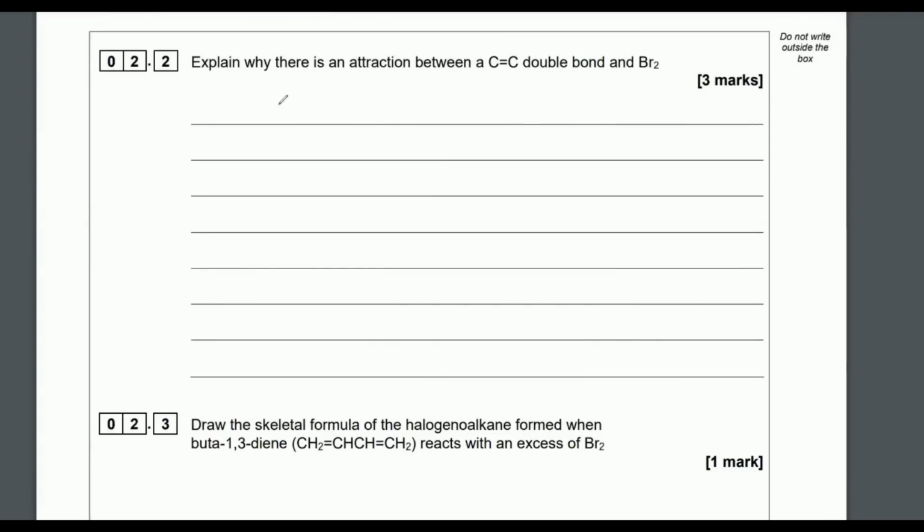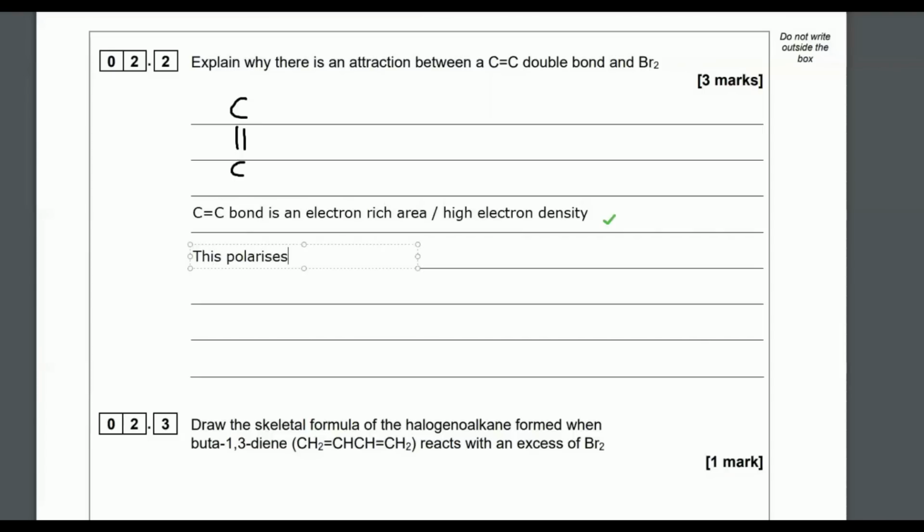Okay, 2.2, explain why there is an attraction between a C=C bond and a bromine molecule. So I kind of already talked about this. Obviously, the carbon-carbon double bond is electron rich, or you can say has high electron density, an electron dense area. Either way. How do we describe how it moves the electrons in the bromine covalent bond away from it? We say it polarizes the bromine bond.